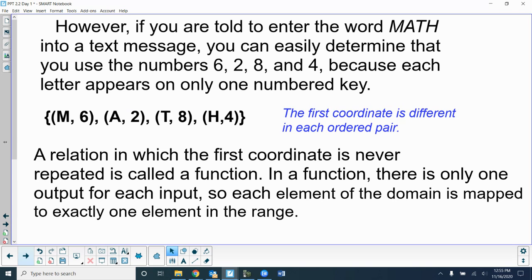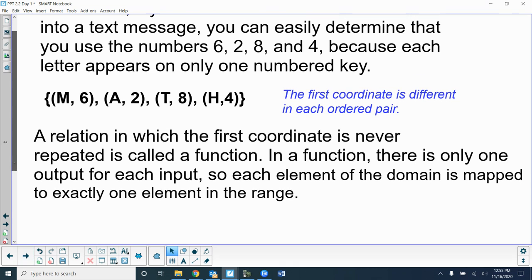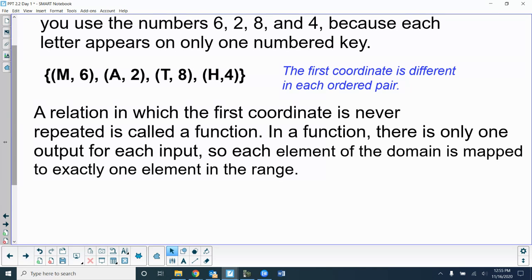So they just showed you this because, you know, M could be or 6 could be 3 different letters, and 2 could be 3 different ones. But when you have a relation in which the first coordinate, the x value, is never repeated, it's called a function. In a function, there is only one output for each input, one y for each x. So each element of the domain is mapped to exactly one element in the range. The way I think about it, for every x value, there's one and only one y value.